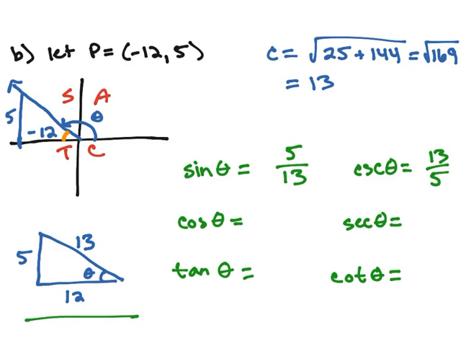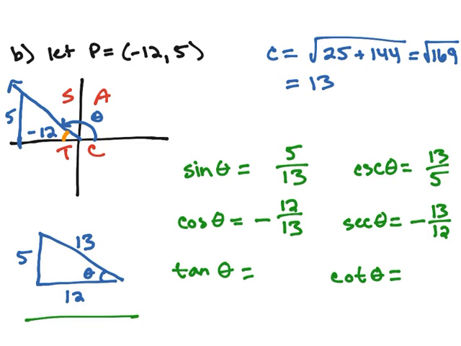Cosine is adjacent over hypotenuse, so we're going to get 12 over 13. In quadrant 2, is cosine positive or negative? Negative. So put the negative there, and then for secant, we find the reciprocal.